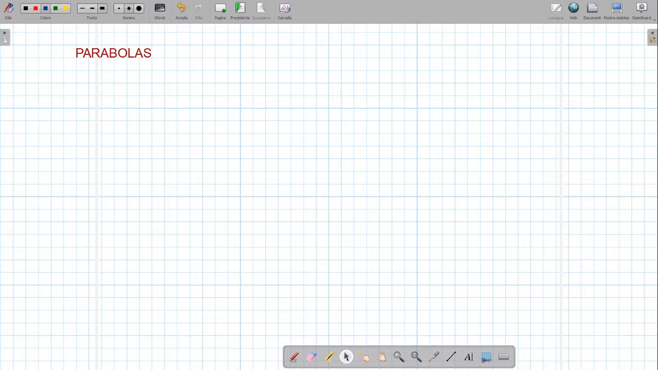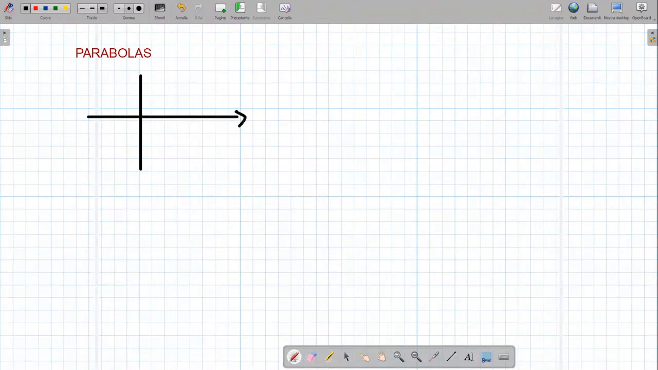So, first of all, we will only consider parabolas with a vertical axis, because we should highlight that parabolas with a horizontal axis are not functions. So let's see first of all why this happens. So let's take an example of a parabola with a horizontal axis, say this one, for example.